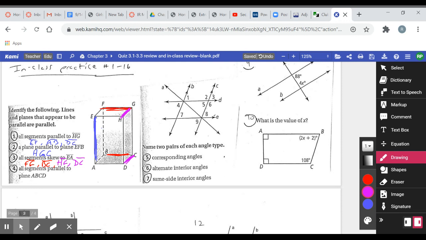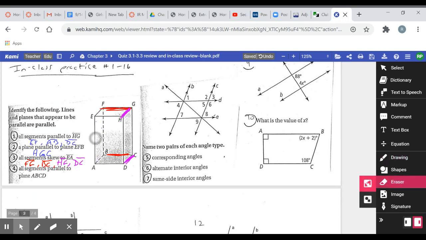Okay, so all those would be skew to EA. On number 4, it says all segments parallel to plane ABCD. They don't normally name a plane with 4 points, but I guess they chose to this time.